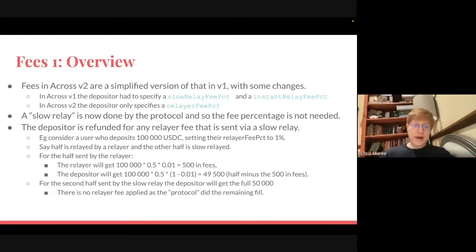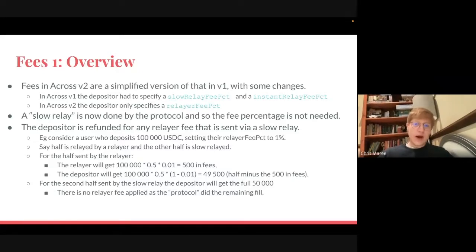Okay, let's go back to fees. We spoke a bit about this. There were some questions that prompted some discussion, but let's go through it in a more structured way. Ultimately, fees in Across v2 are a simplified version of those in v1. We intentionally tried to make them easier. They were kind of weird in v1.